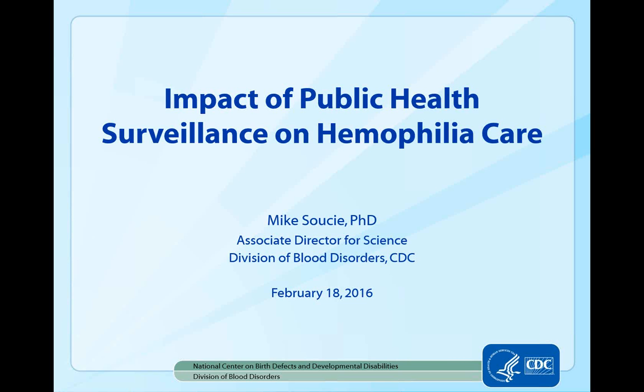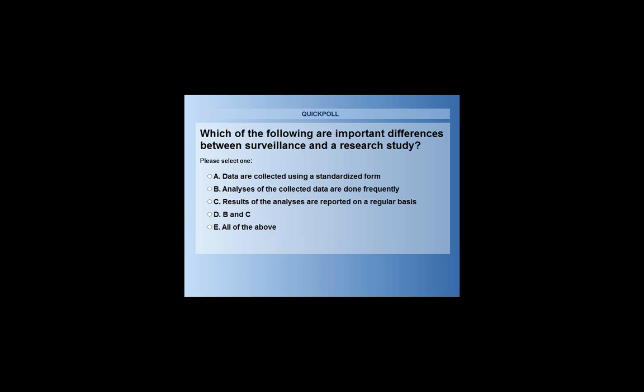Finally, we will begin today's webinar with an audience poll of 3 knowledge questions. Please take a look at the following questions and cast your choice. The first question: which of the following are important differences between surveillance and a research study? A, data are collected using a standardized form. B, analyses of the collected data are done frequently. C, results of the analyses are reported on a regular basis to those who need to know. D, B and C. Or E, all of the above are correct. Please vote your conscience before we move on to the next question.